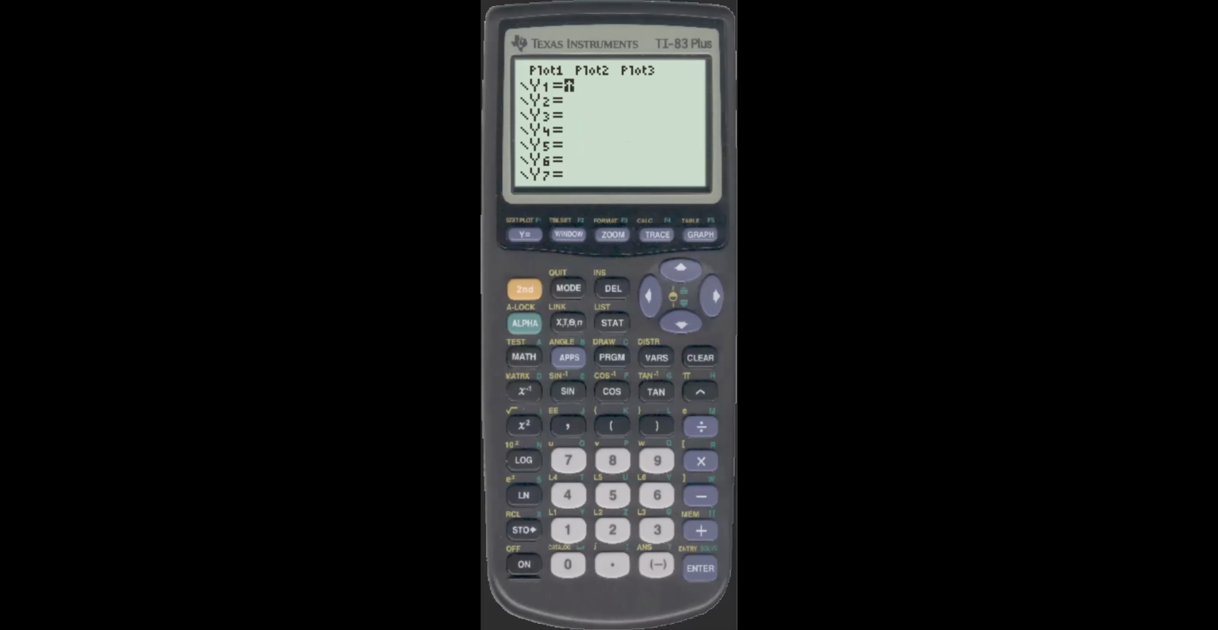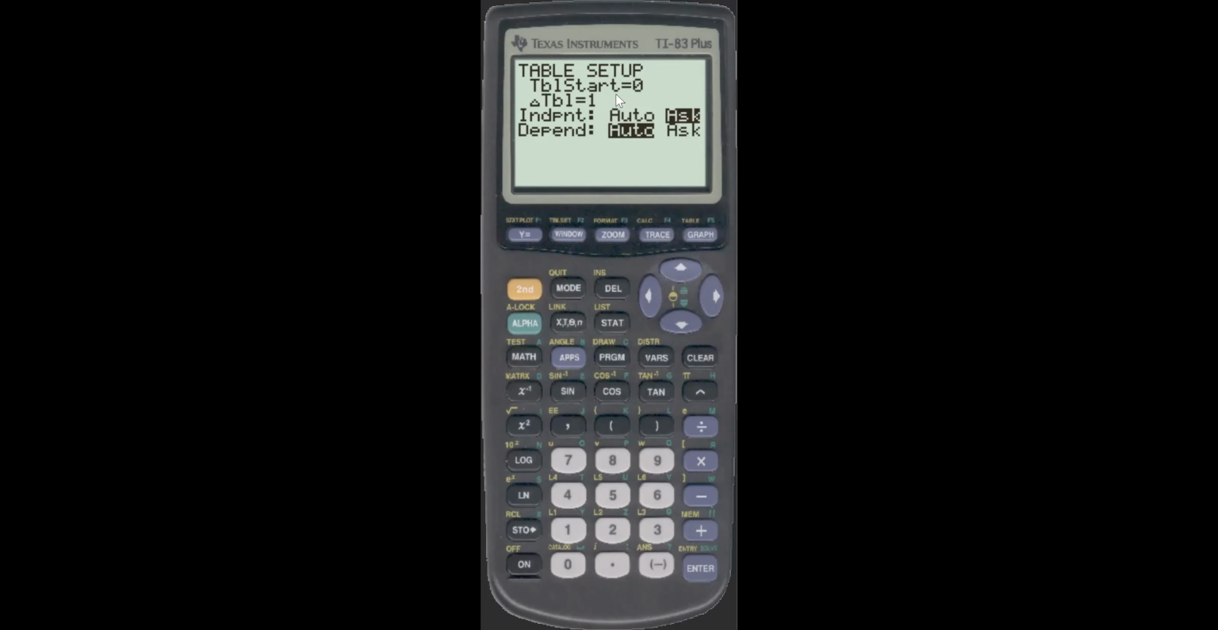Where did it go? It was sine. Stop. Sine, I don't want second. Sine 3x over e to the x. Is that right? Yeah. e to the x. Oh, was it minus 1? Yeah, it was minus 1. Close parentheses.